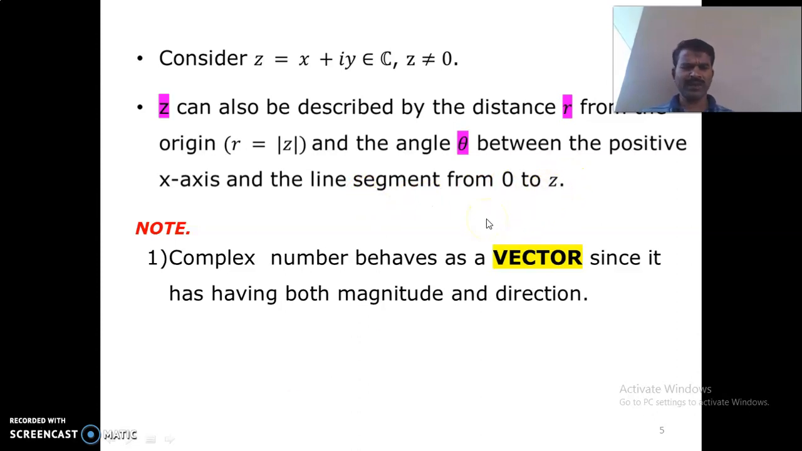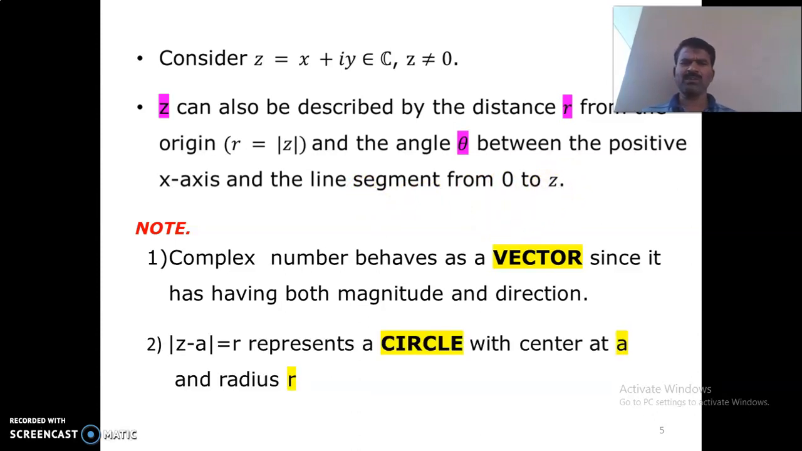So note on this here, a complex number always behaves as a vector, as I told you, since it has both magnitude as well as direction. That's why it is always called a vector. A complex number is always a vector.